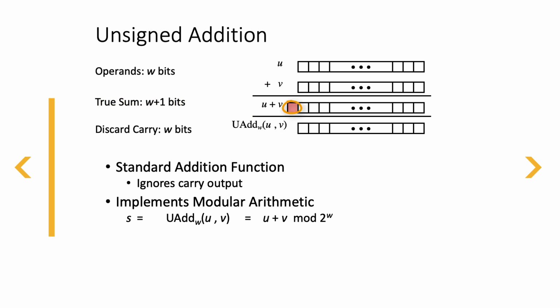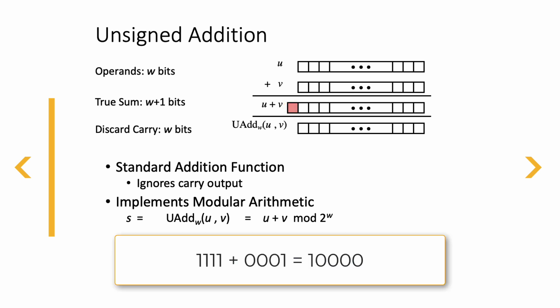Because if we think about it, let's just assume a little 4-bit representation. If we add 1111 and 0001, well, we're going to end up with 10000. But if we're only dealing with 4-bit word sizes in this example, well, we don't have room for that, do we? So what we end up doing with unsigned addition is discarding the carry bit. We've overflowed the space that we have available for this particular representation, so we're just going to ignore the carry. So what that does is actually implement modular arithmetic.